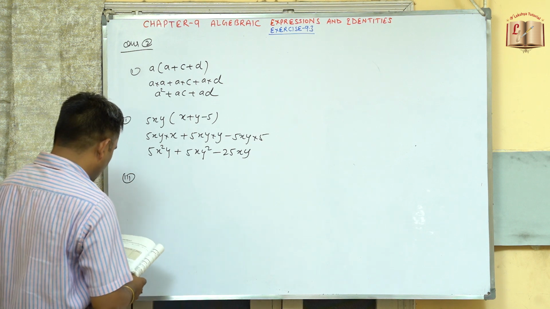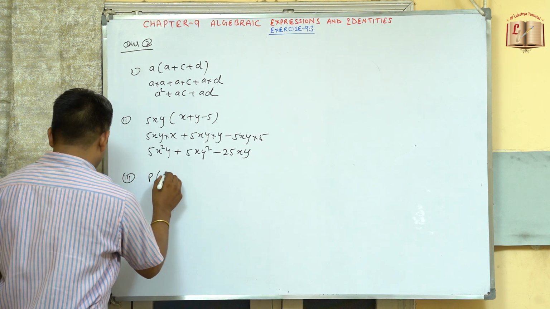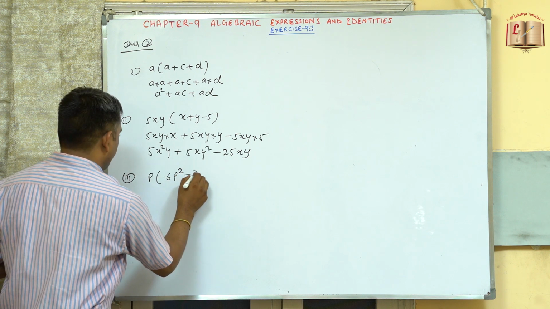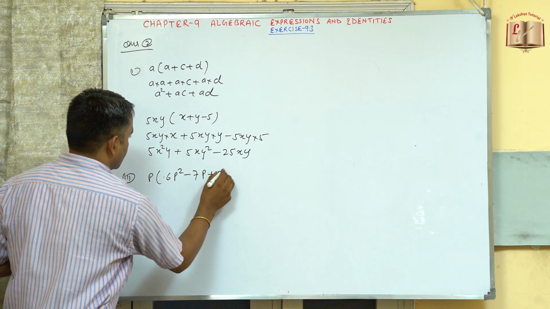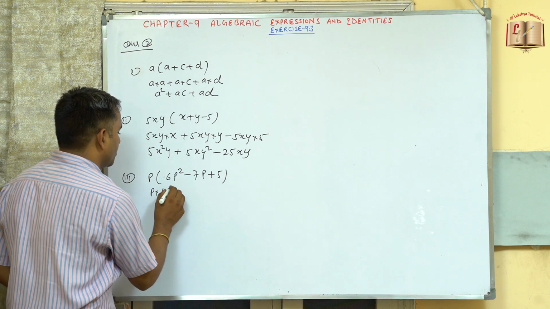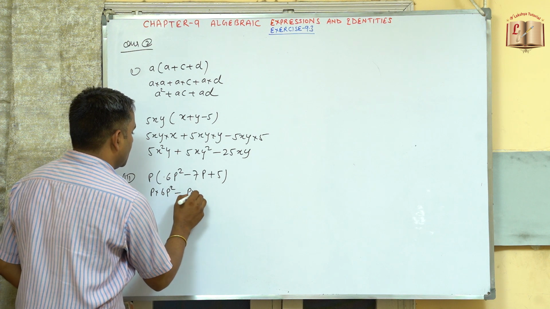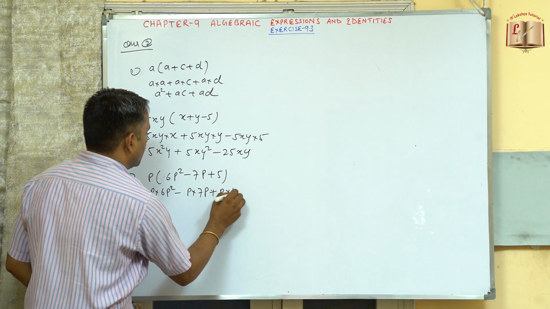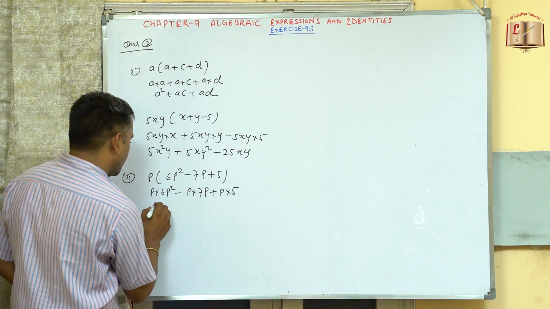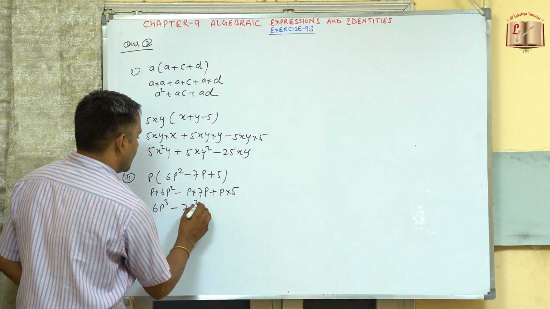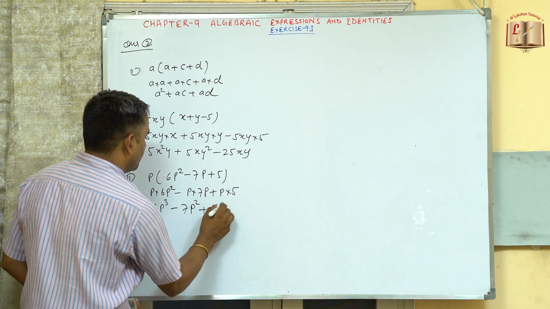Similarly for the third part of this, this is p times (6p square minus 7p plus 5). So this will be now p into 6p square minus p into 7p plus p into 5. So this will be now 6p cube minus 7p square plus 5p.